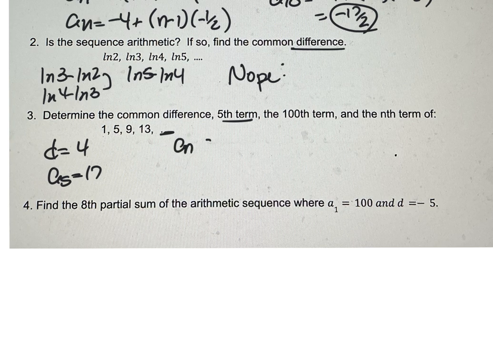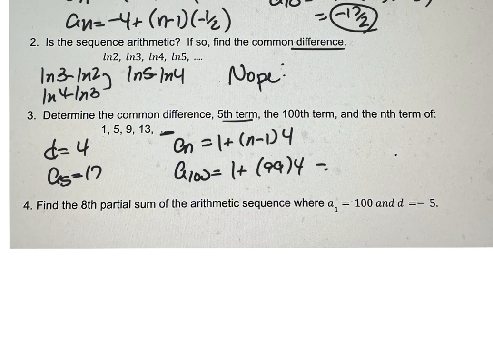You need to find the nth term first. That's the formula. Remember, the formula is the first term plus (n minus 1) times d, and d is 4. So to find the 100th term, I'm just going to plug in 100 where the n is and work that out, and I'm getting 397. So number 3, 4 different answers.